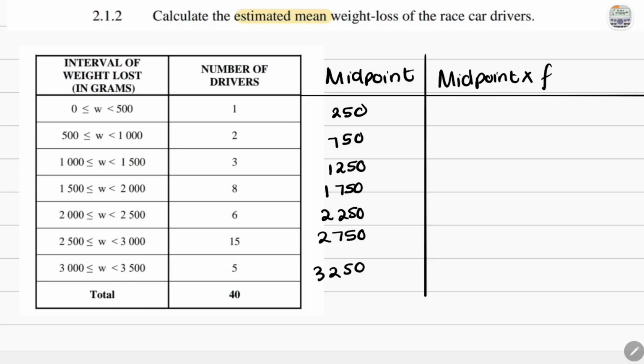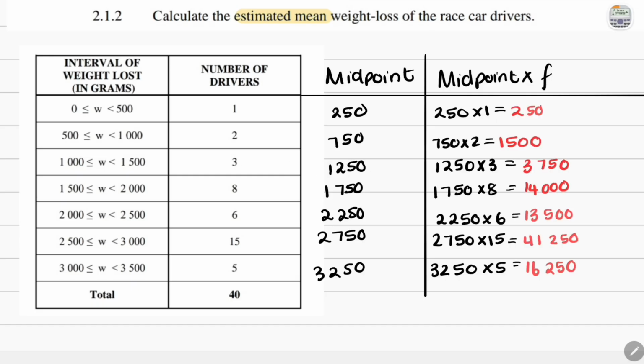Because it's not just one person in each category. Okay, in this case, yes, we have one person here. So the total weight lost here would be 250 grams. But here, when we get an average of 750 in this category, you see that there were two drivers here. So it would be 750 times 2, which is now 1,500. And then we're doing the same thing to all of these. Okay, and then we multiply like that. So these are the total grams lost in each category, okay, depending on the amount of drivers we have there.